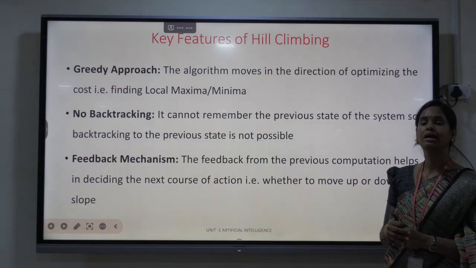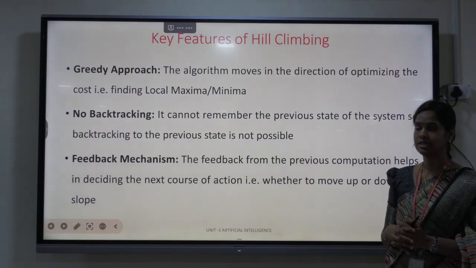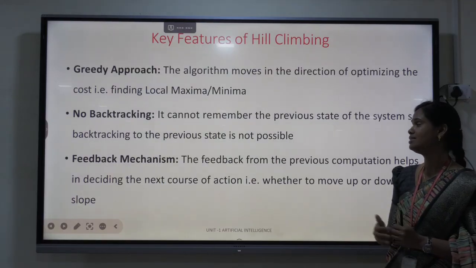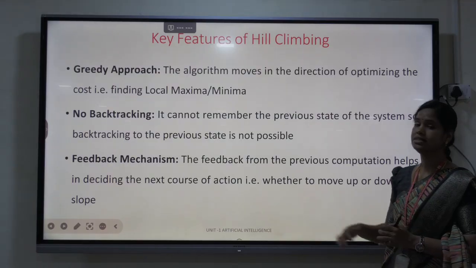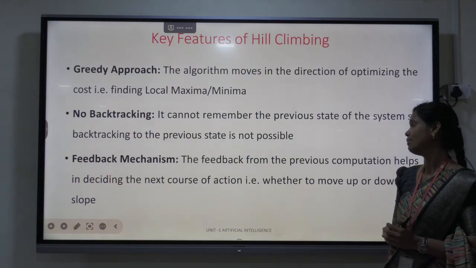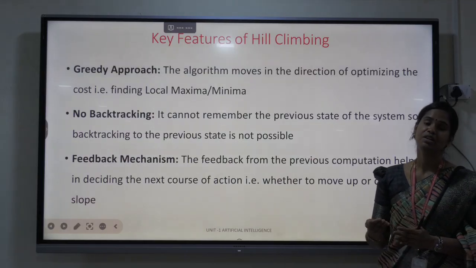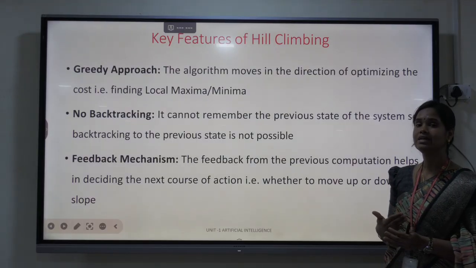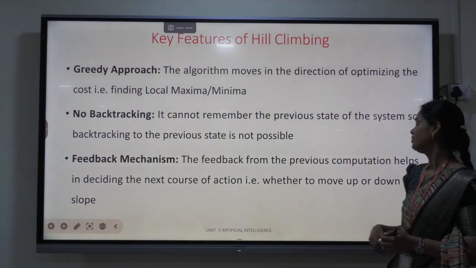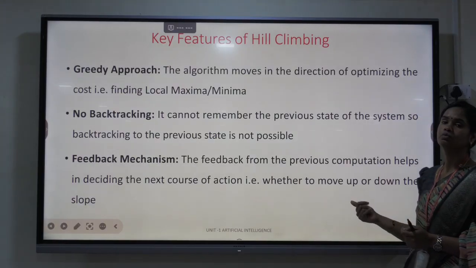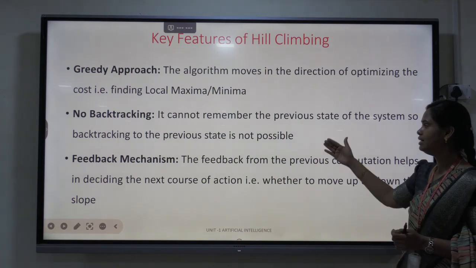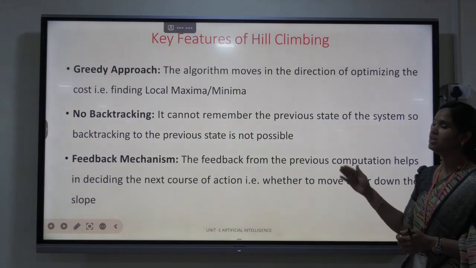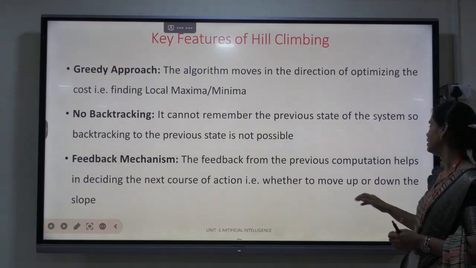As I told you, hill climbing works based on the current state, so there is no backtracking; it need not remember the previous state. Next, it works based on a feedback mechanism. The previous state's feedback helps us choose the current state, and tells us how to decide the next action, whether we have to move up or down. The decision can be easily made based on the feedback mechanism. So these three are the important key features of hill climbing.